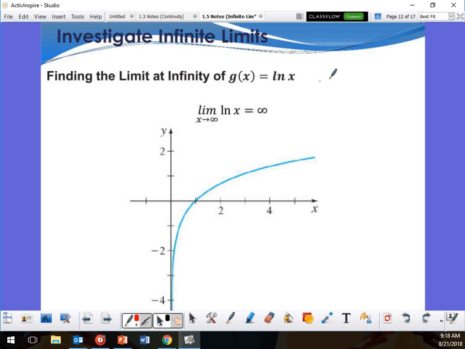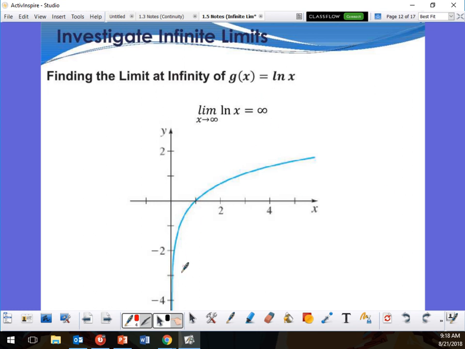Other limits at infinity right here, of ln x. Now, can I do this graph to negative infinity? As it approaches negative infinity, could you determine where it's going? It's outside of my domain, right? So I can't actually look at this from this side because I don't have that domain. I only have from 0 to the right.